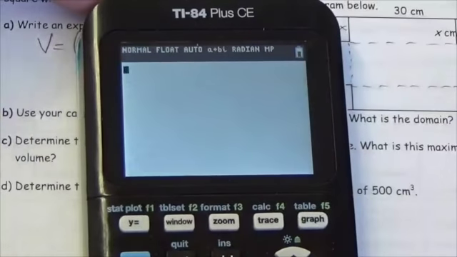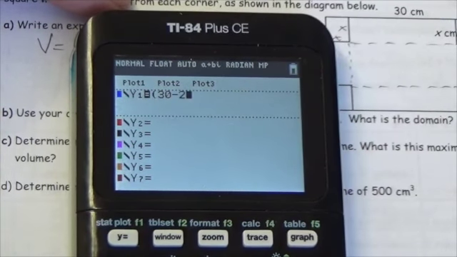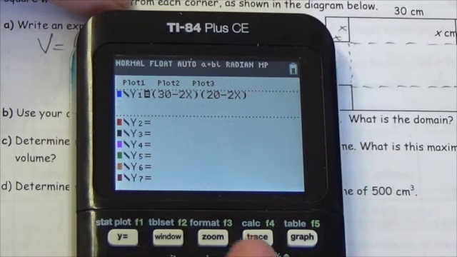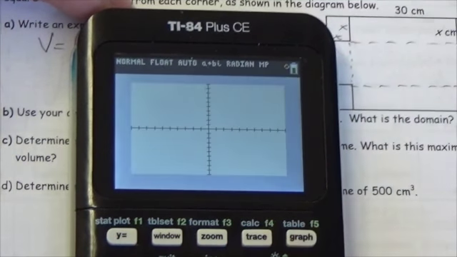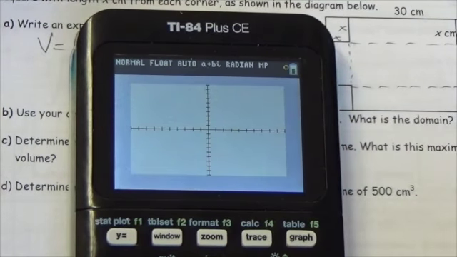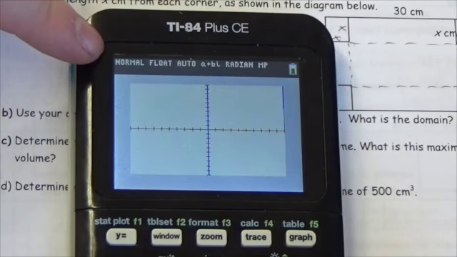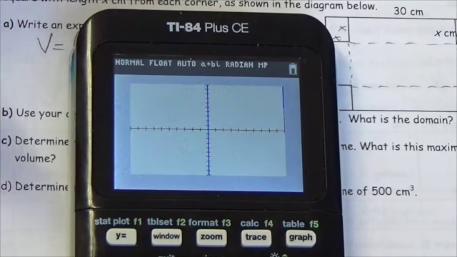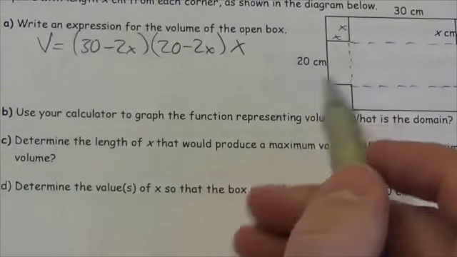Okay, so let's go to y equals, and I'm going to enter in here 30 minus 2x, 20, whoops, sorry, I got to put parentheses there, 20 minus 2x, and then x. Okay, now I'm going to graph that. I haven't done anything to change my window settings. Whoa, and I get this really, really steep line here. Okay, so now I got to adjust my window settings here so I can see what the function is going to be. Let's just take a quick look here and think about this.